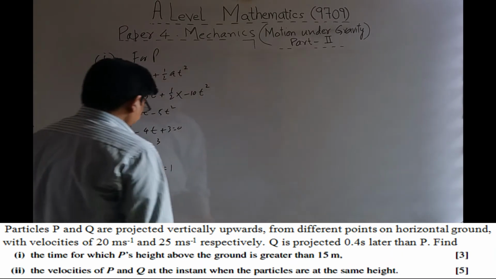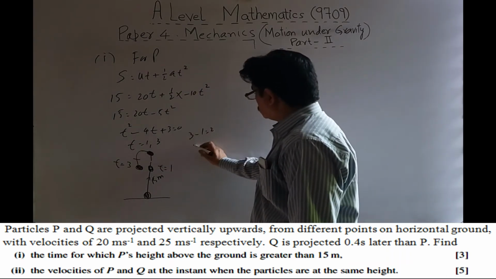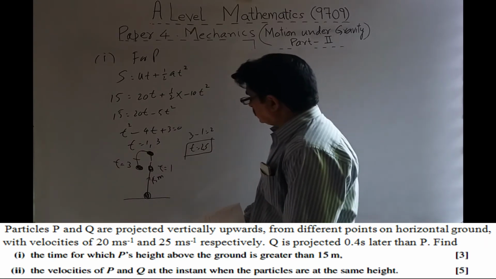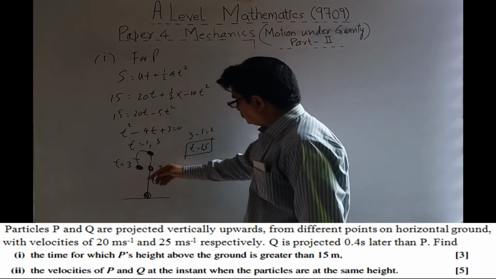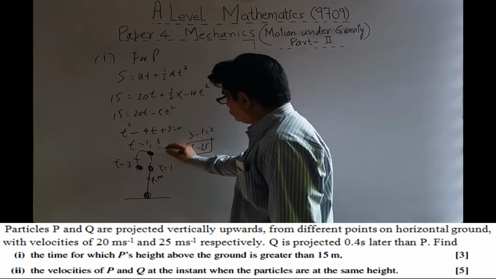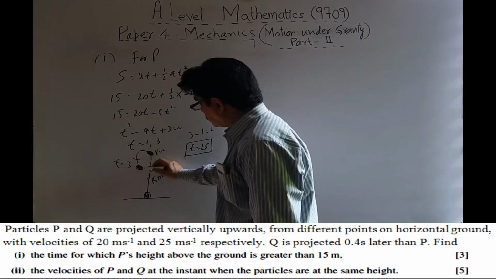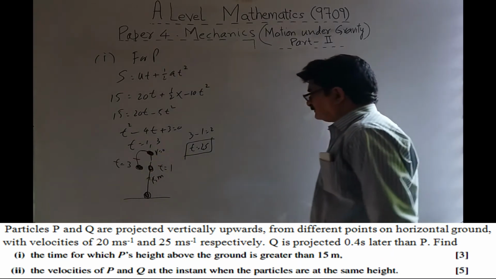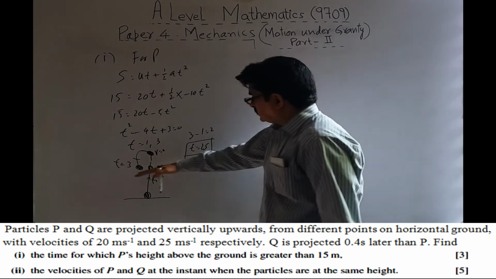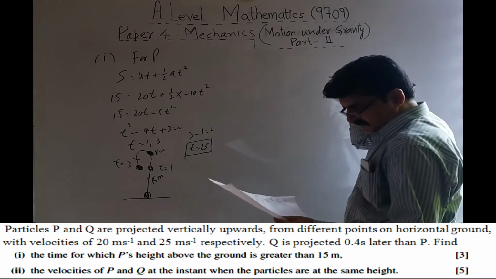So it means that 3 minus 1 is 2 seconds. So our time is 2 seconds. This is the answer to this part. For 2 seconds, it is higher than 15 meter. Means it takes 1 second to reach the highest point, where its velocity will become 0, and it will take the same time to reach the same position, 1 second. So 1 plus 1, 2 seconds, it will remain above the height 15 meter.